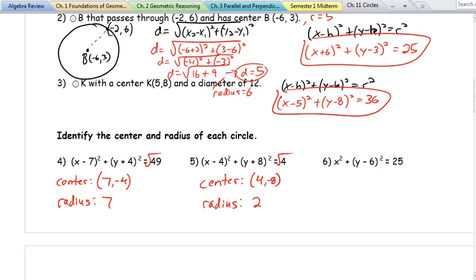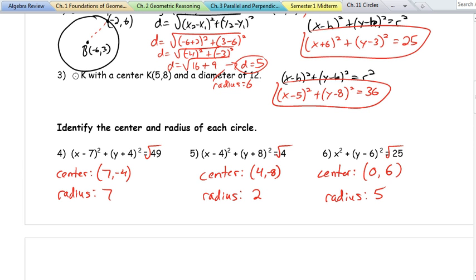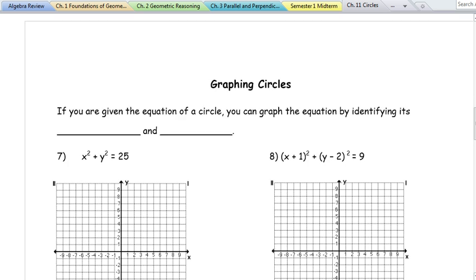And your last one, your center, don't let this one fool you, is at 0. There's nothing there. 6. And your radius would be 5. Take the square root. Simple as that. Okay, that's all we're looking for there. So everything's the opposite with your center, and then square root or square the radius depending on which way you're going.